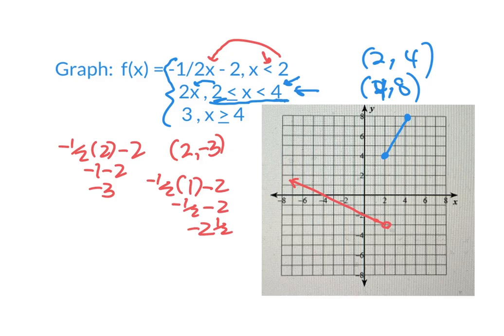And let's do the last one. Now, the weird thing about the last one is I'm going to plug the 4 in, but there's nowhere to plug it. So if I try to plug 4 in, I still get 3. So I'm going to go to 4, 3. I'm going to fill in the circle.